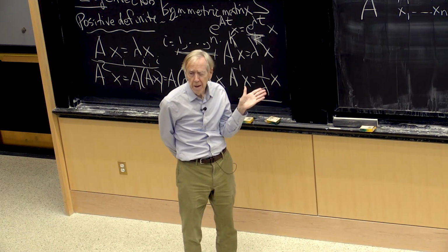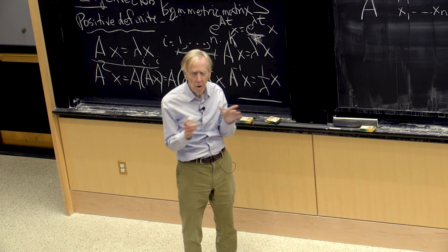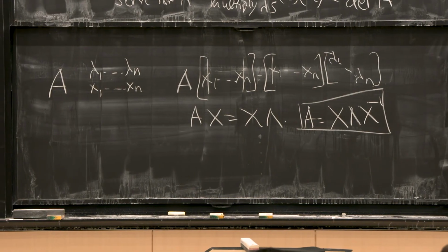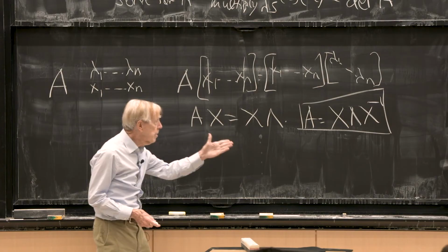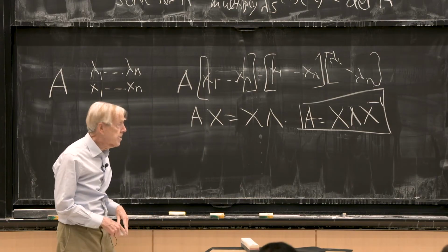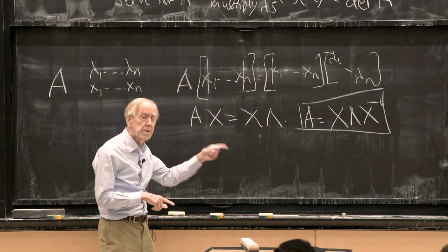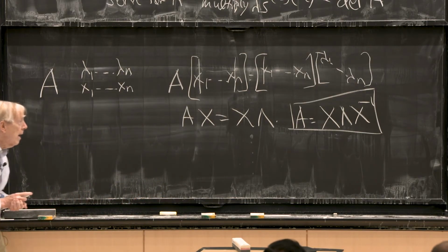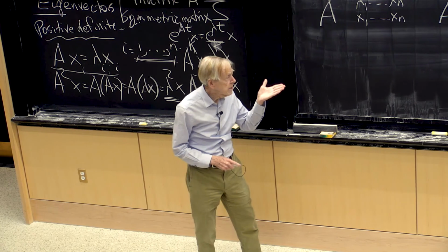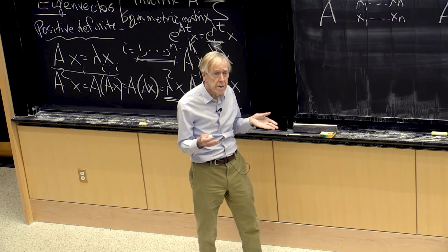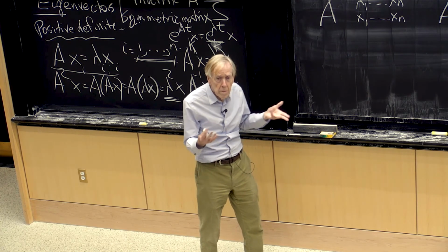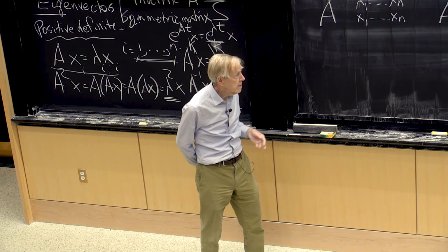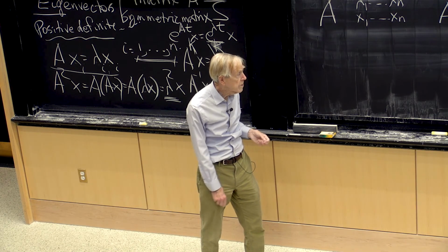Really, this is bringing it all together in a simple, small formula. It's telling us that A is similar to lambda. It's telling us the matrix M that does the job. It's the matrix of eigenvectors. And so it's like a shorthand way to write the main facts about eigenvalues and eigenvectors.